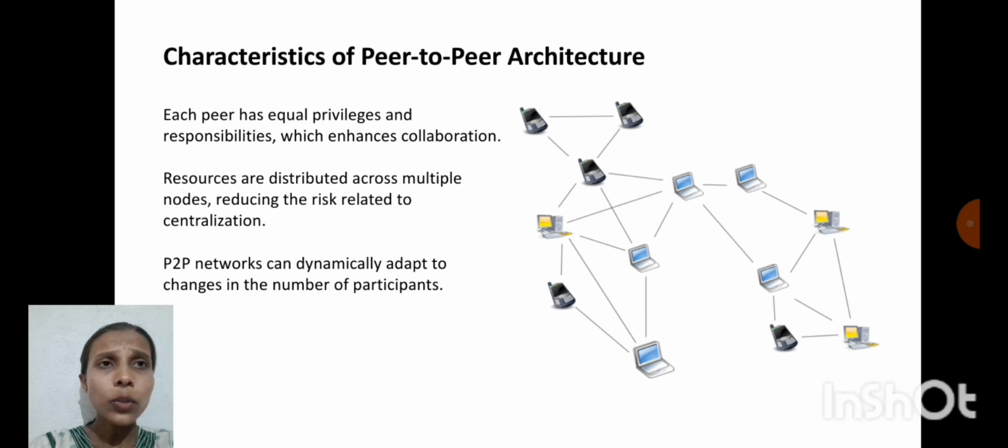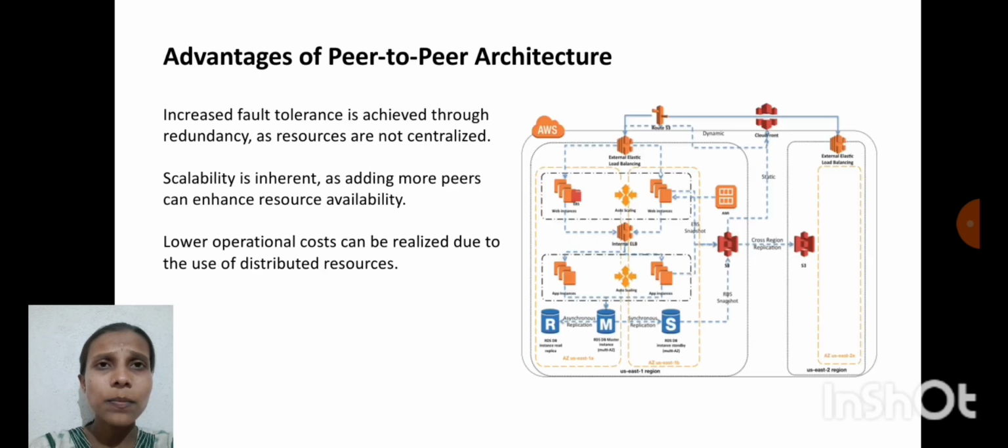Characteristics of peer-to-peer architecture. Each peer has equal privileges and responsibility, with enhanced collaboration. Resources are distributed across multiple nodes, reducing the risks related to centralization. A peer-to-peer network can dynamically adapt to changes in the number of participants.